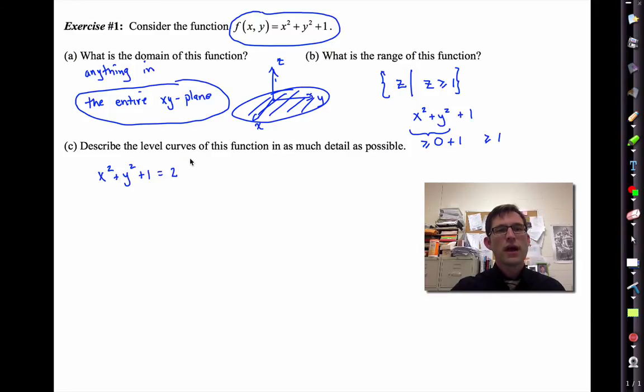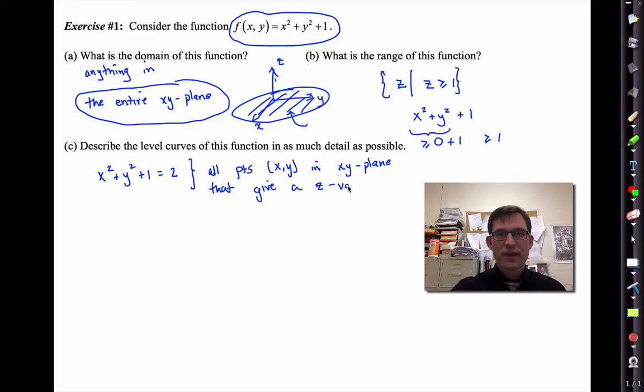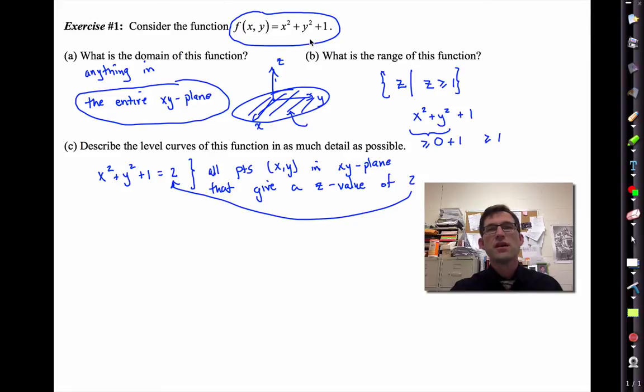All right. So now I want you to understand this is all points x comma y in the xy plane, so we're living down here, that give a z value, I know that's a little tricky, of 2. Right, that's all we're doing. Hey, give me all the things that make this expression equal to 2. What is that? That's x squared plus y squared equals 1, right? If I subtract 1 from both sides, so it's a circle.